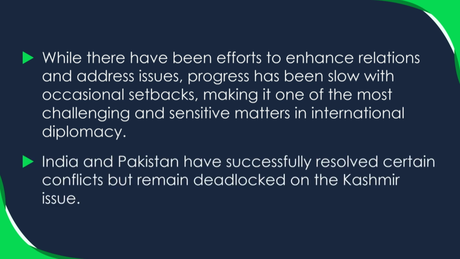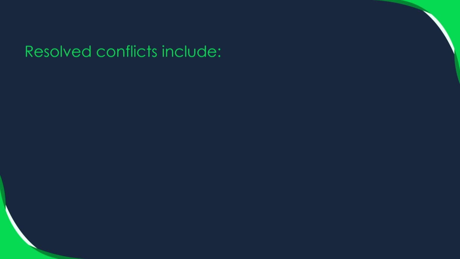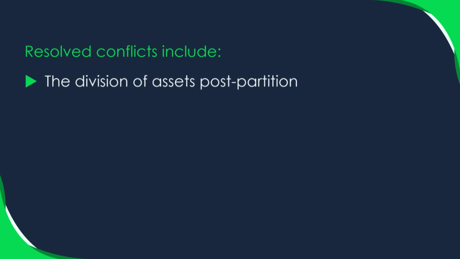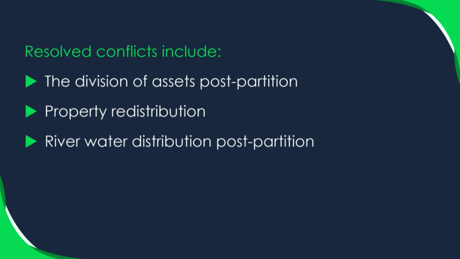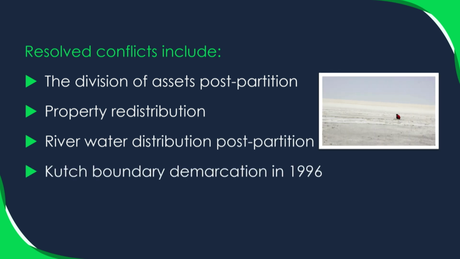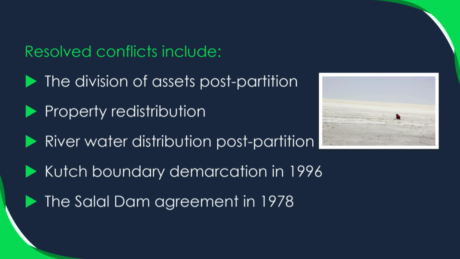India and Pakistan have successfully resolved certain conflicts, but remain deadlocked on the Kashmir issue. Resolved conflicts include the division of assets post-partition, property redistribution, river water distribution post-partition, Kutch boundary demarcation in 1996 and the Salal Dam agreement in 1978.